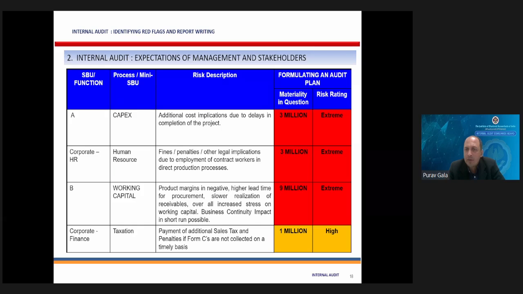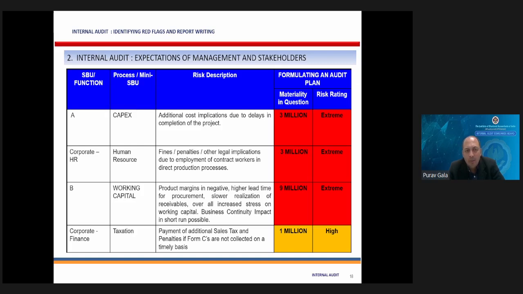Is the chat box visible, Meera? Meera, is the chat box visible to you? Anyway, when she comes back.